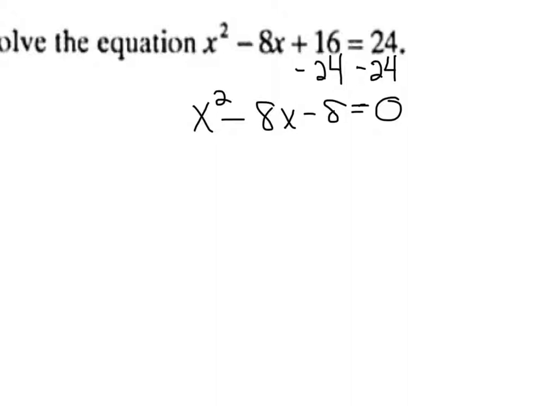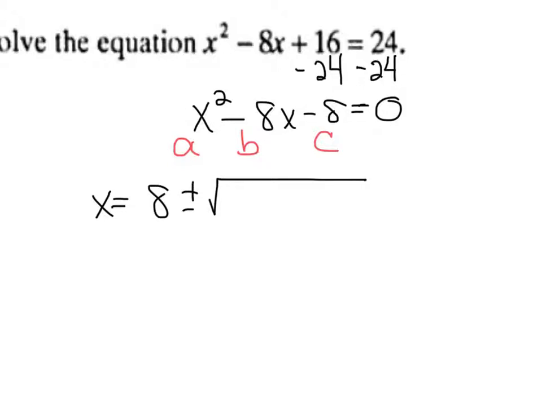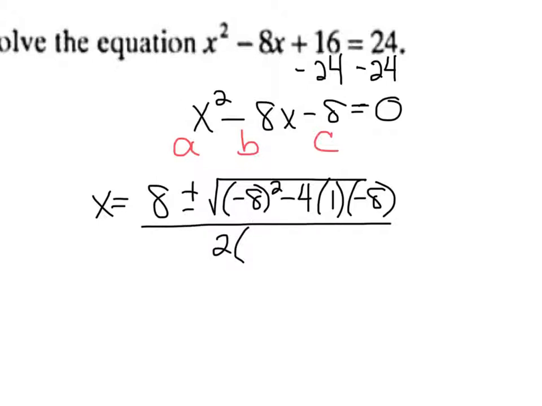Using our quadratic formula here, we're going to label a, b, and c. So a is 1, b is negative 8, and c is negative 8. Putting that into our formula, we have x equals negative b. B is negative, so that makes it a positive, plus or minus the square root of b squared, so negative 8 squared, minus 4, always part of the formula, times our a of 1, and times our c of negative 8. And it's all over, in this case, 2 times a, which is 2 times 1.